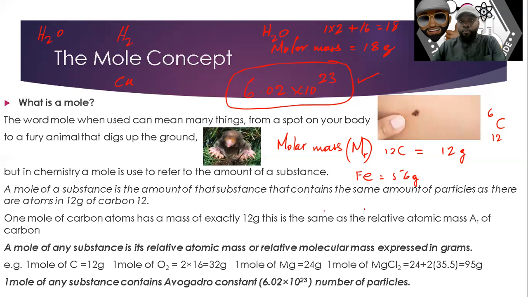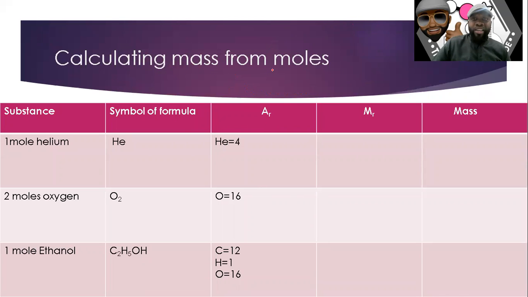Okay, so let's move on. Now calculating mass from moles. Now 1 mole of helium. The symbol of helium is He. It's a noble gas. The relative atomic mass of helium, when you look at your periodic table, you will find that it's 4. Now, the relative molecular mass of helium, well, helium is not a molecule. It's an atom, not a molecule, so it doesn't have a relative molecular mass. So what is the mass of helium? How do you find out the mass?